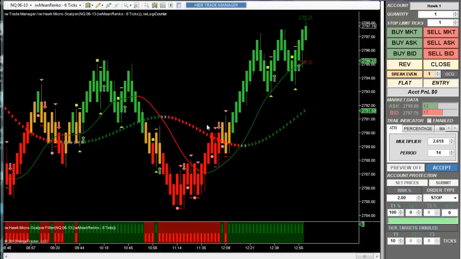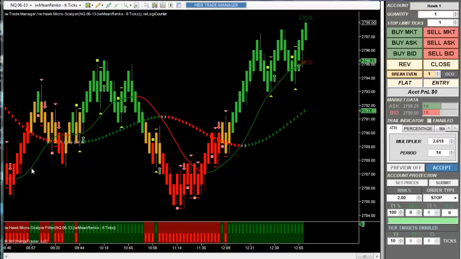Well, you can see here on the Hawk micro scalper that this is a fairly choppy looking market. How do I know it's choppy? Well, quite simply, my bar colors keep changing. They go from red to yellow to green, back to yellow to red, back to yellow to green. So there's no consistency in the bar color.